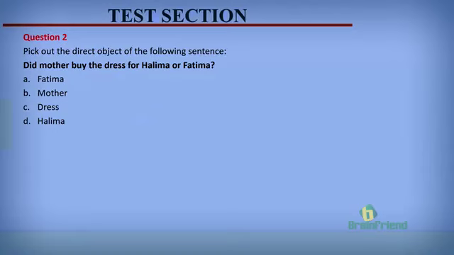Our second question says, pick out the direct object of the following sentence. Did mother buy the dress for Halima or Fatima? What is the direct object of this sentence? Is it A, Fatima, B, mother, C, dress, or D, Halima? The correct answer is dress. Dress is the direct object of this sentence because it is directly related or affected by the verb buy. What did mother buy? Mother bought the dress.